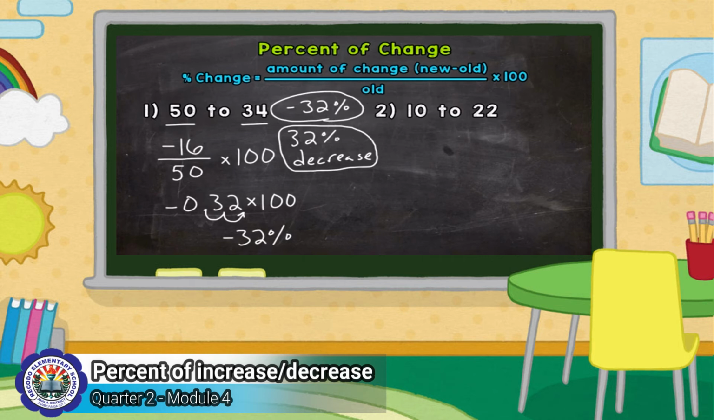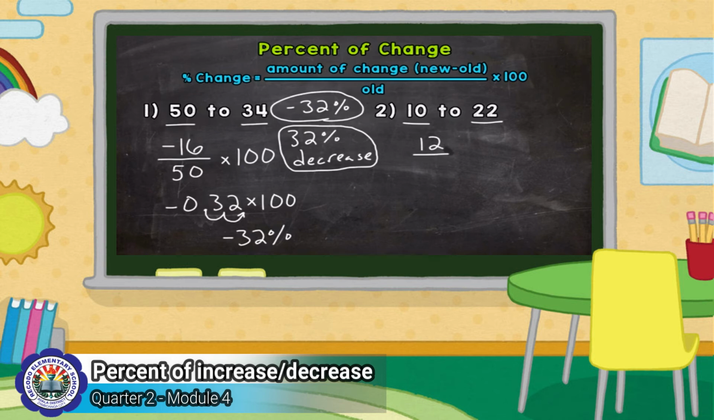Let's move on to number 2, where we have 10 to 22. So we can see that we have an increase there. We started with a 10 and now we have a 22. So let's plug our numbers in and see exactly what the percent of change is. So the new number is 22. Subtract the old to get the amount of change. So we're going to get 22 minus 10 is 12.